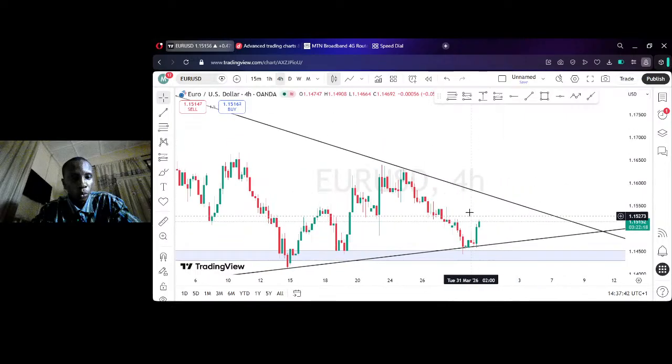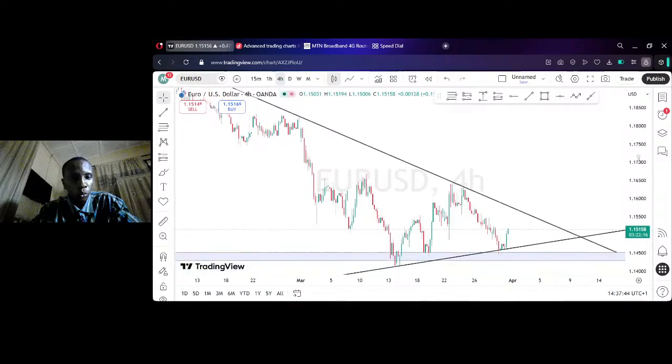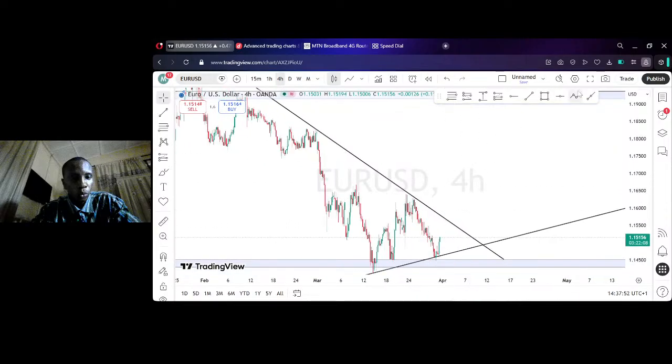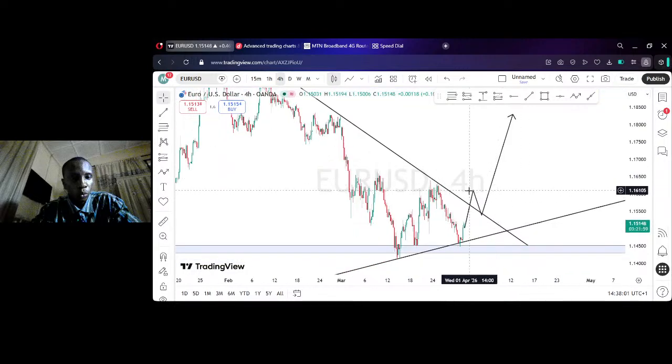Right here. Now my decision factor is, if price can break out from this trend line right here, a breakout from this trend line, we push price up. Breakout from this trend line right here, it tested, price will push back up.